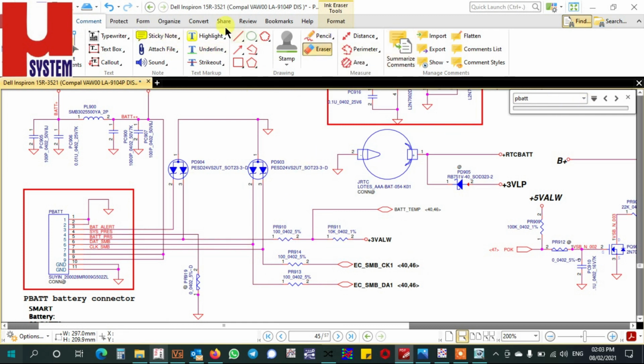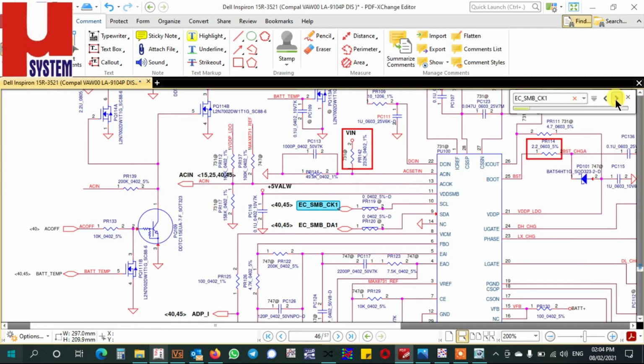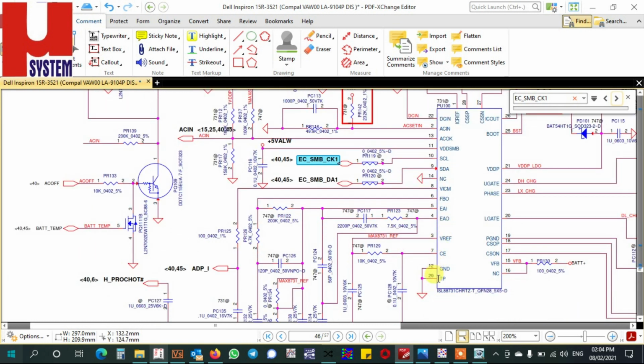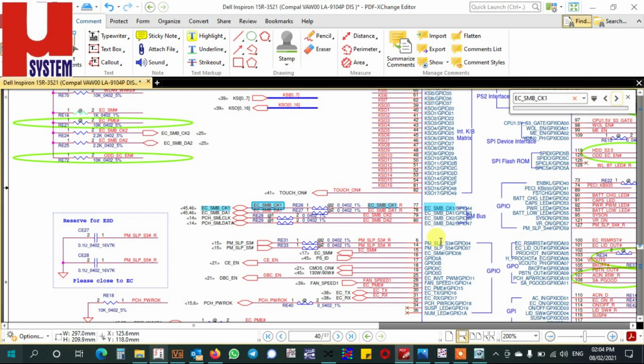As you can see, this F1 EC underscore SM bus underscore clock. If we try to select this thing and check where it is connected, then it will show you. It's connected with this controller chip also. The power regulator controller battery charging circuit, which is ISL 88731. It's connected with the pin number 10 over here, and another pin is connected with IO controller.